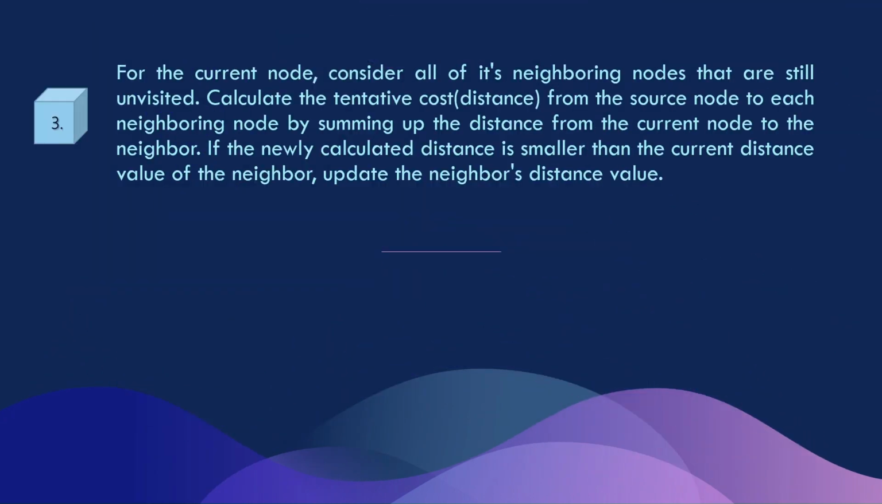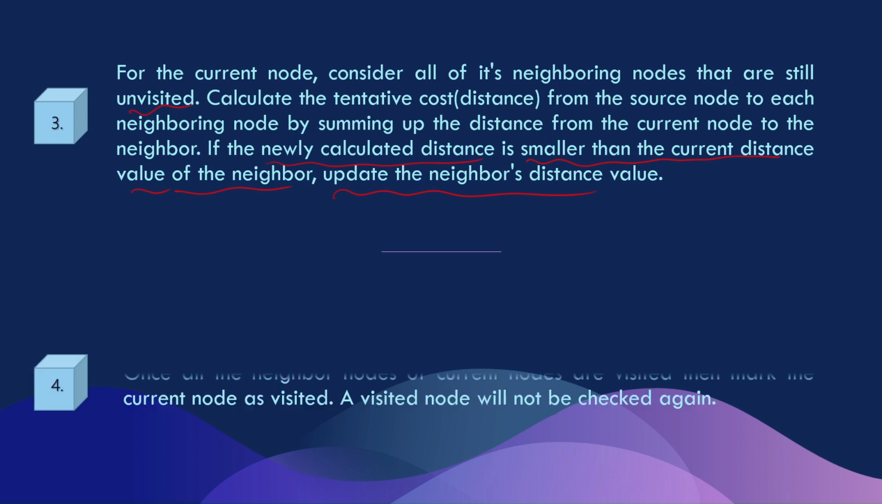In the third step, for the current node, consider all of its neighboring nodes that are still unvisited. Calculate the tentative cost from the source node to each neighboring node by summing the distance to the current node and the distance from the current node to the neighbor. If the newly calculated distance is smaller than the current distance value of the neighbor, update the neighbor's distance value.